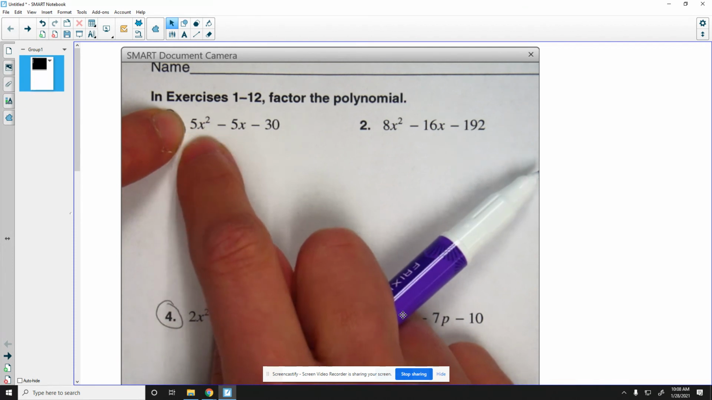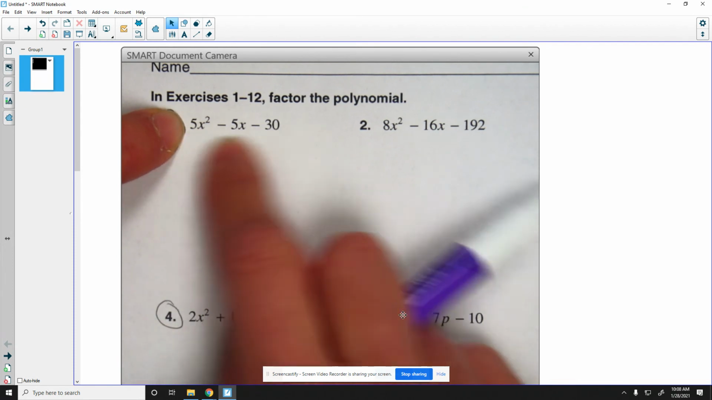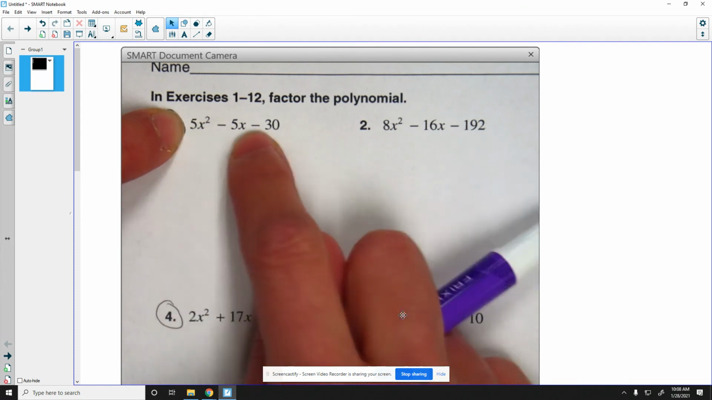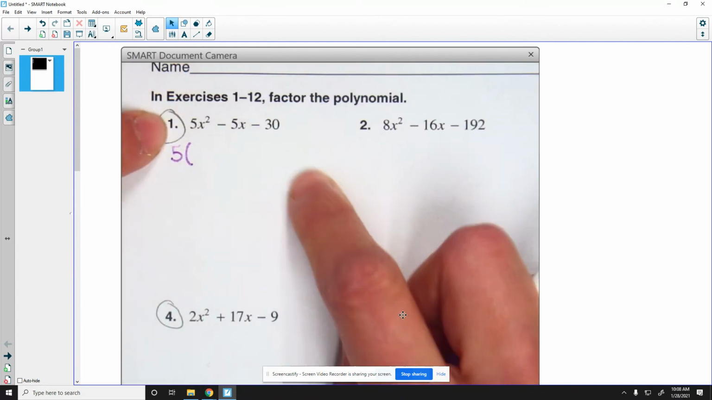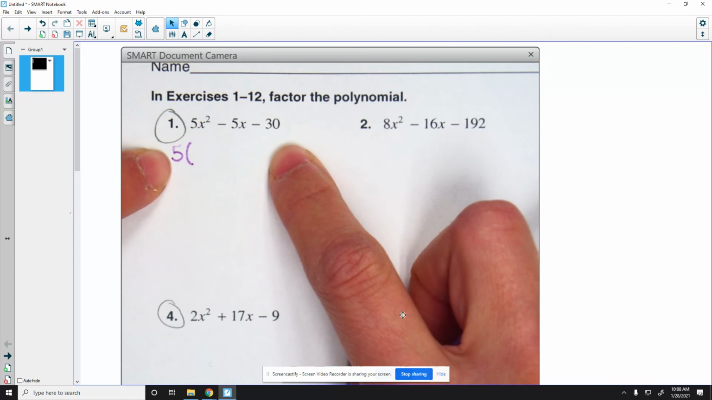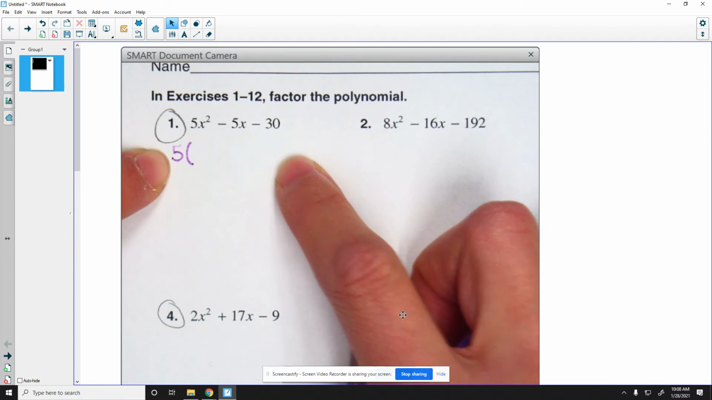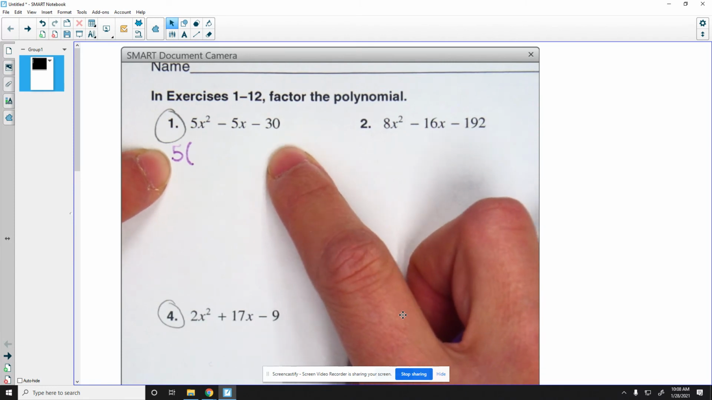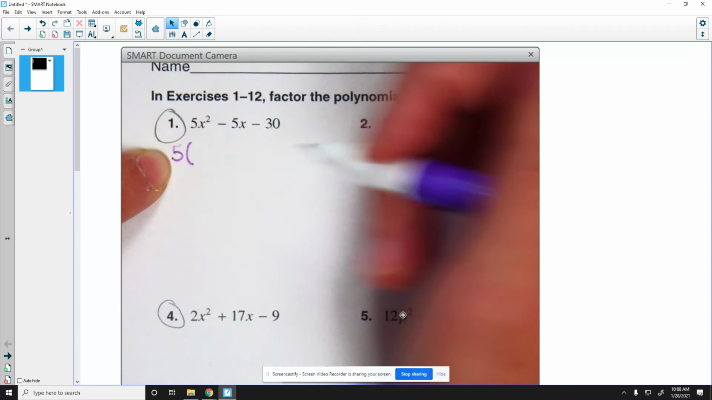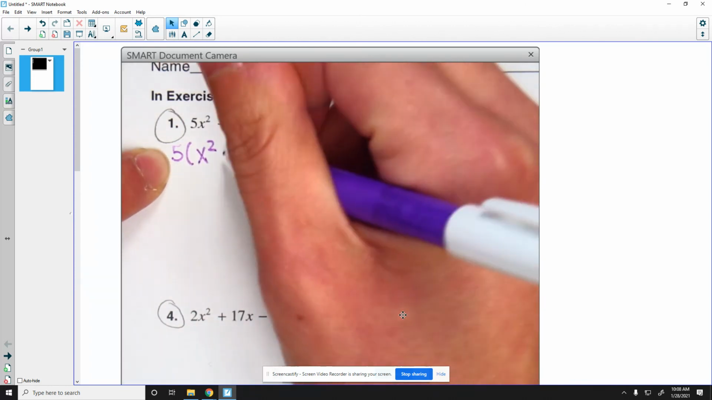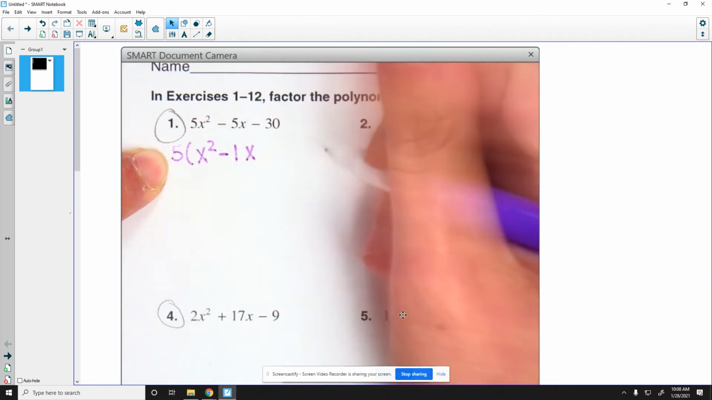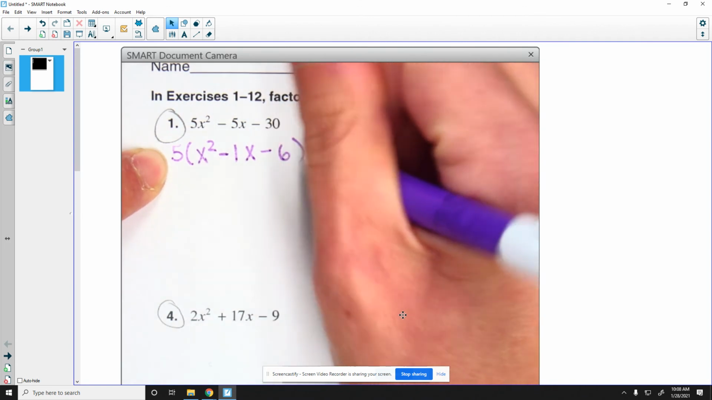Take out a 5. GCF. First thing you ever do with factoring is see if you can take out a GCF. And you can. 5, 5, 30. There's a 5 in common. So let's take out a 5. So for sure, every single problem needs work. There's nothing you can do in your head. I've been doing this for 14 years and I still can't do it in my head. So left over, you see how I have dividing? So x squared minus 1x minus 6.